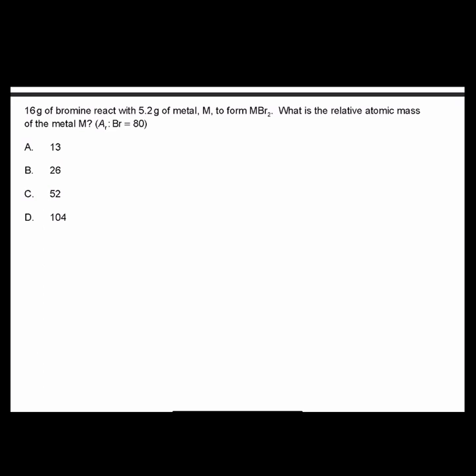Now for this question, we have 16 grams of bromine, which reacts with 5.2 grams of metal M to form MBr2. We have to find the relative atomic mass of the metal M. If I write the reaction, simply it can be written like this. I'm not writing the states. Yeah, this is the reaction. So first find the moles of Br2. Moles of Br2 is mass of Br2 divided by the molar mass. Bromine is 80, so Br2 would be 80 times 2. 16 by 160, that is 0.1. That's the moles of Br2.